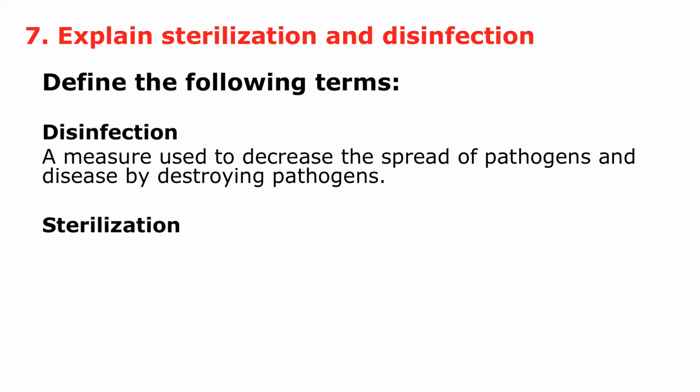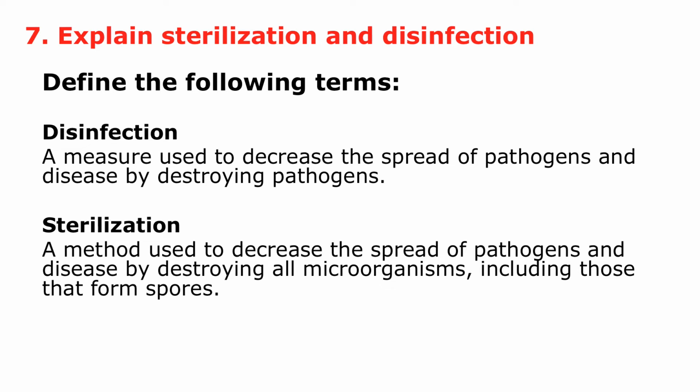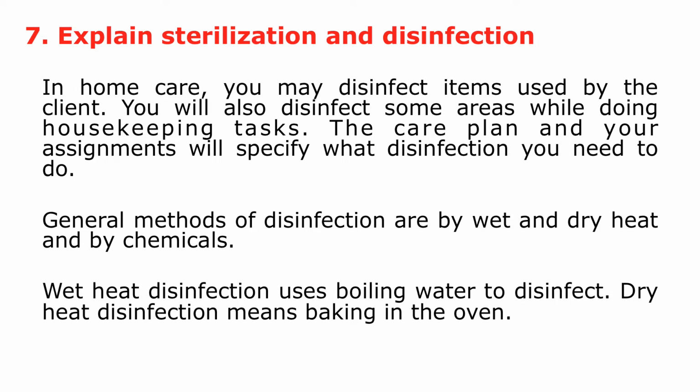So disinfection and sterilization are pretty much opposites of each other. Disinfection is a measure used to decrease the spread of pathogens and disease by destroying the pathogen. Okay, we're disinfecting it. Sterilization is a method used to decrease the spread of pathogens and disease by destroying all microorganisms, including those that form spores. So in home care, you may disinfect items used by the client. You may also disinfect some areas while doing housekeeping tasks. The care plan and your assignments will specify what disinfection you need to do. Some of the general methods of disinfection are wet and dry heat and chemicals.